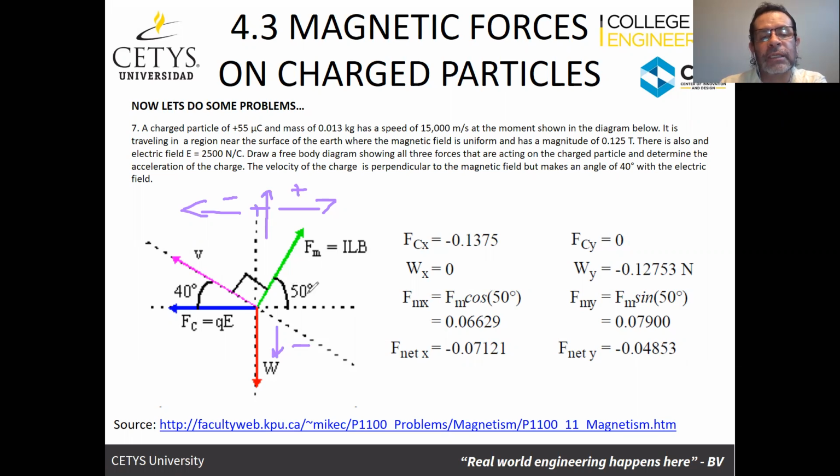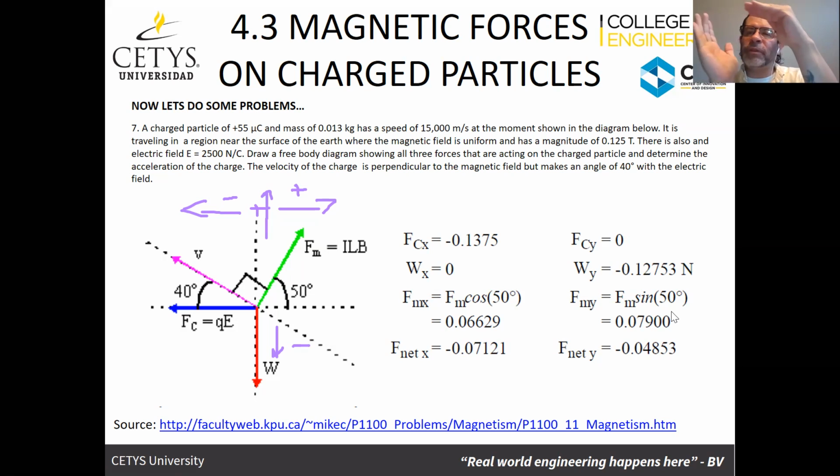we calculated times the cosine of 50. That gives us this number. And when we add all of this up, we get minus 0.07121. Now, if we go to Y, the force regarding the electrical field in Y is going to be 0 because it's along the X axis. The weight in Y is going to be the magnitude we calculated, but it's going to be negative because it's going down. And the component in Y of the magnetic force is going to be the magnetic force we had already calculated times the sine of 50.